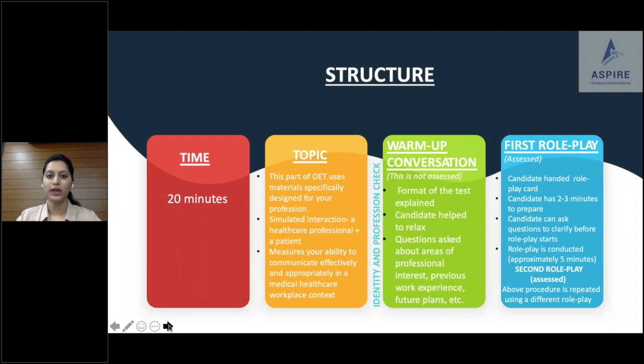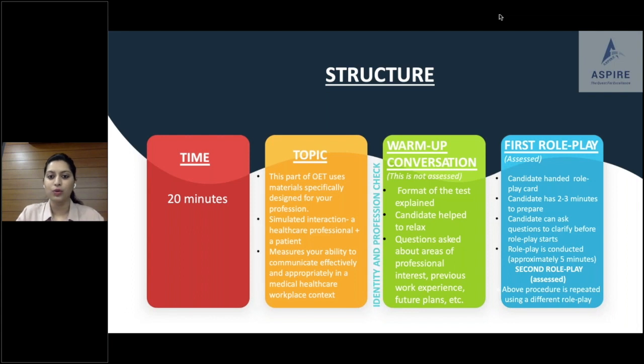So let's take a look at what happens the minute you enter the test room. Your identity and profession is checked, and then there is a 2 to 3 minute warm-up conversation. This is never assessed. During this time, the format of the test is explained, the candidate is helped to relax, and questions about areas of professional interest, previous work experience or future plans are asked. And this is followed by the first role play.